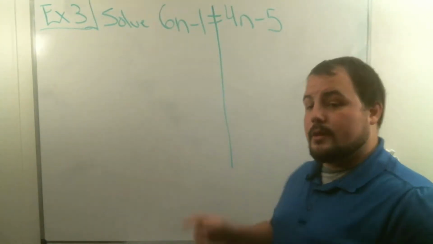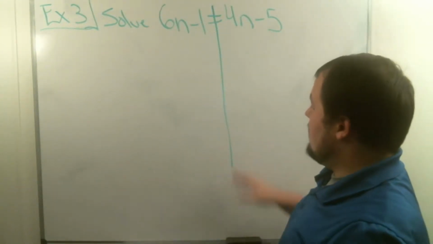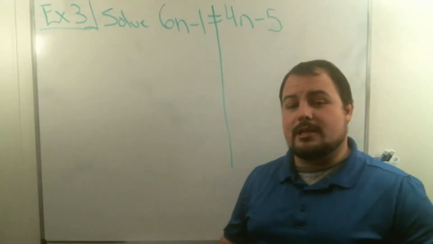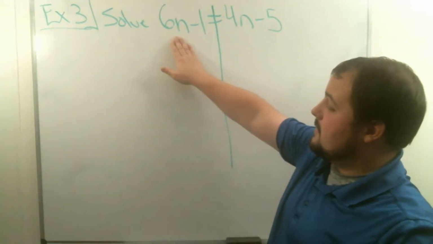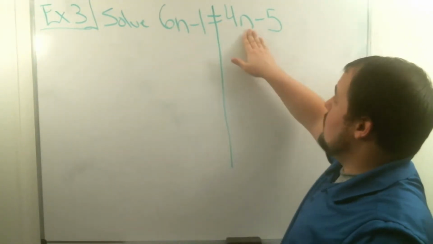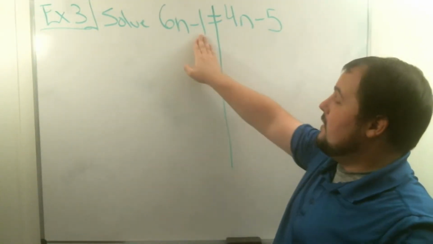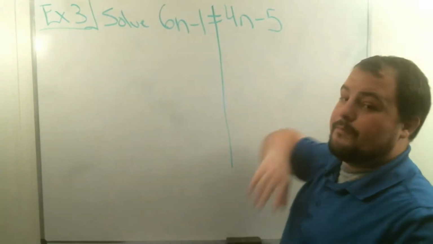In example 3, we're going to be solving this problem here. I've already drawn a line through the equal sign so you can see the difference between the left side and the right side. We have 6n on the left side and 4n on the right side. We have a -1 on the left and a -5 on the right.